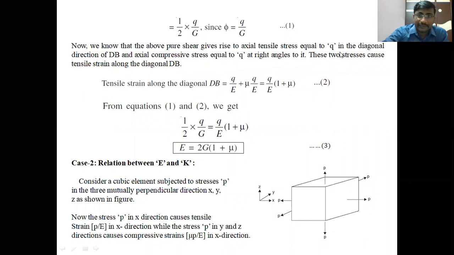So here I have written that we know the shear gives rise to axial tensile stress equal to Q in the diagonal direction of DB, and axial compressive stress equal to Q again at right angles to it. Right angles means perpendicular line. That means on the diagonal AC. These two stresses cause tensile strain along the diagonal DB.